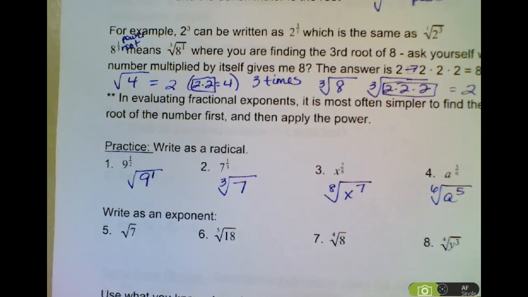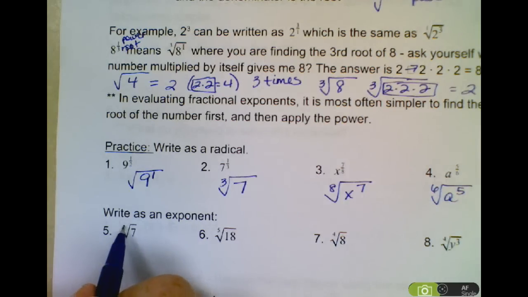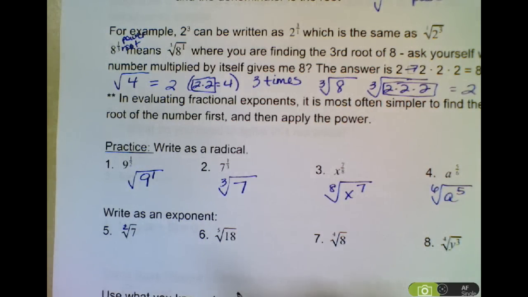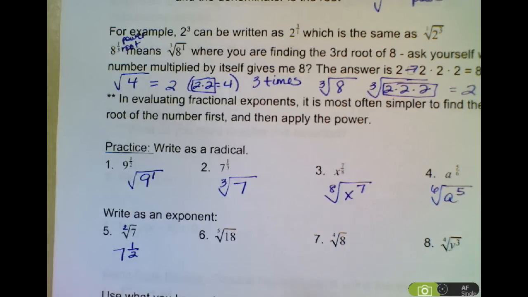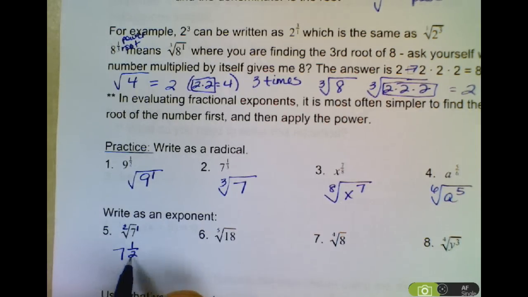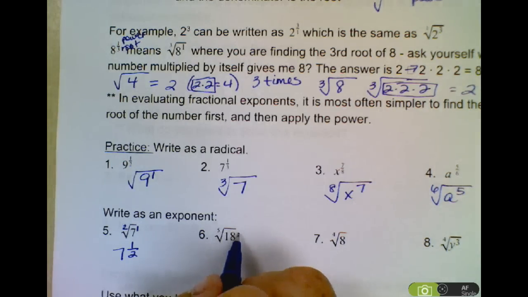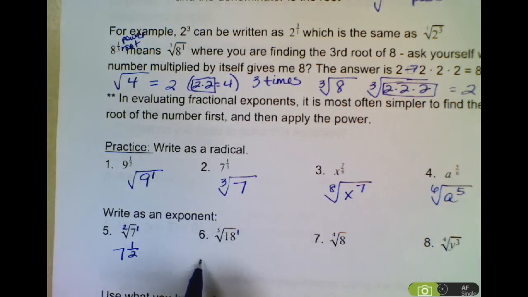Write as an exponent. Like I said, anytime there's no number written out here, it's assumed that it's a 2. If you need to write that in, great. You probably don't, but that's up to you. Okay, so if I write this as an exponent, 7 to the 1/2, my power is 1, my root is 2. Number 6, my power is also 1, so 18 to the 1/5, my root is 5.